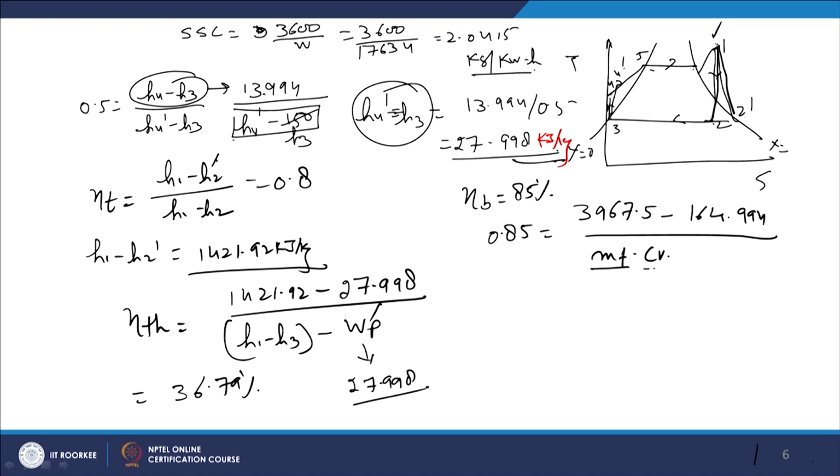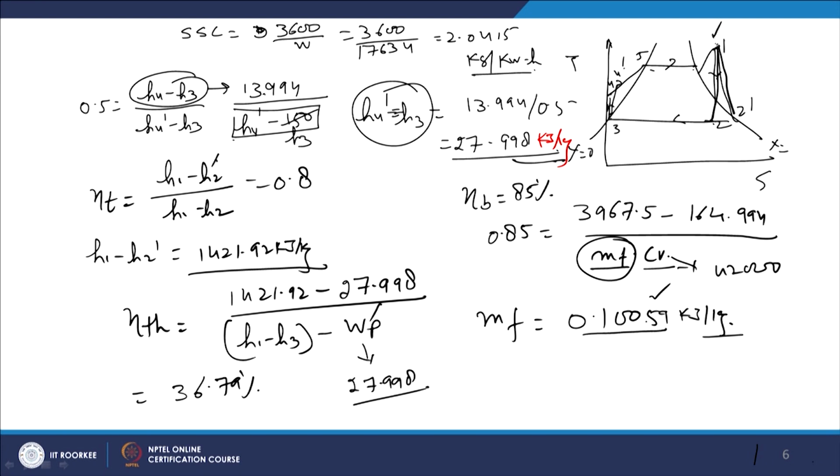And mass of the fuel burned and the calorific value of the fuel. Calorific value of the fuel is known to us, that is 42,000 kilojoules per kg. From here, unknown is mass of the fuel. So mass of the fuel burned can be taken here and it is 0.10059 kilojoules per kg. Now this is the answer. This is the amount of fuel which is burning. So mass of the fuel is 0.010059 kg per second, right?